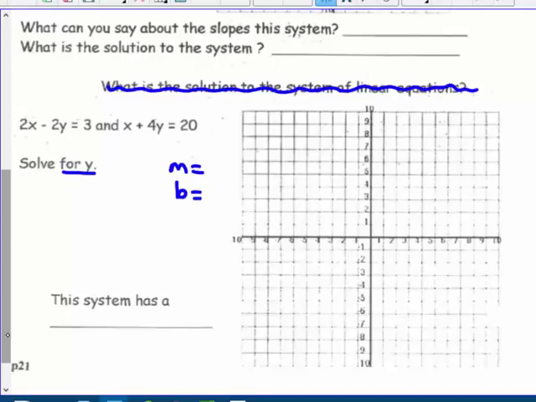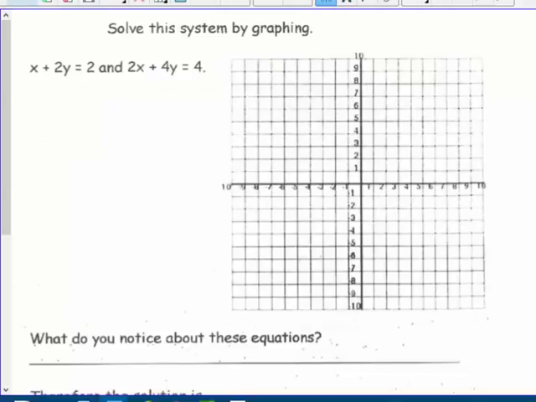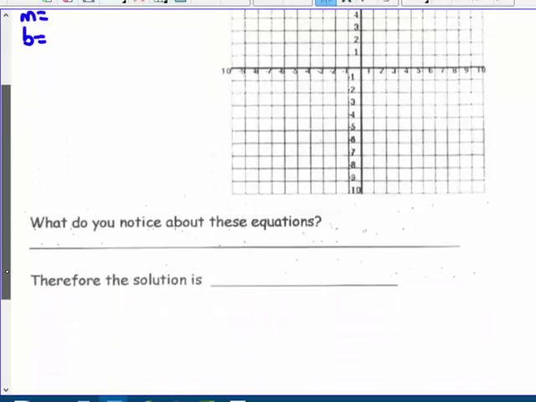And then the last example on the problem of the day, solve this system by graphing again. Solve for y equals, and then tell me m equals and b equals for each of the equations. What do you notice about these equations? And therefore the solution is, and give me the answer to that question. So pause the video, do the problem of the day, 3 problems, and then we'll go on. We'll go over those in class tomorrow.